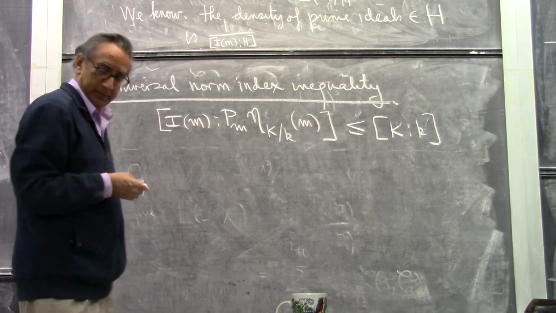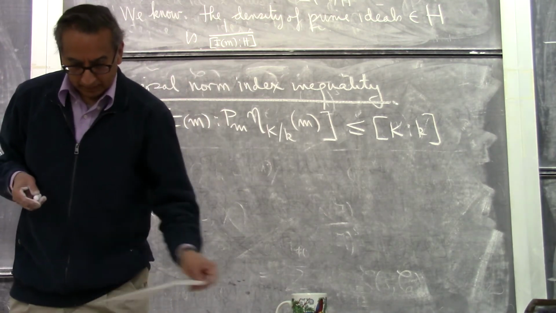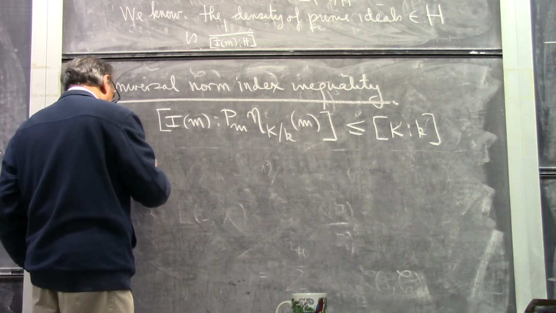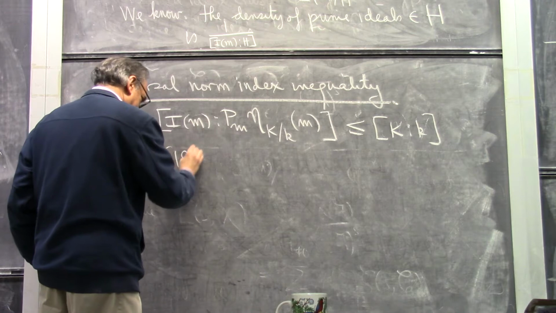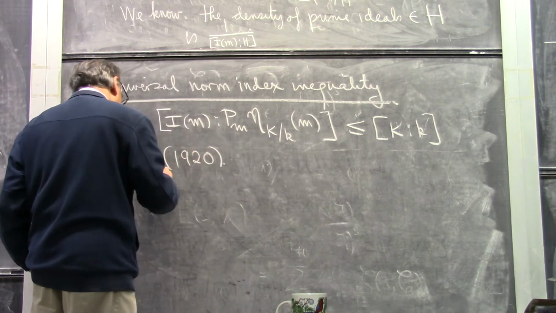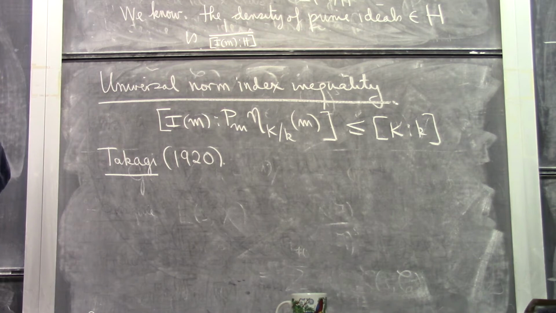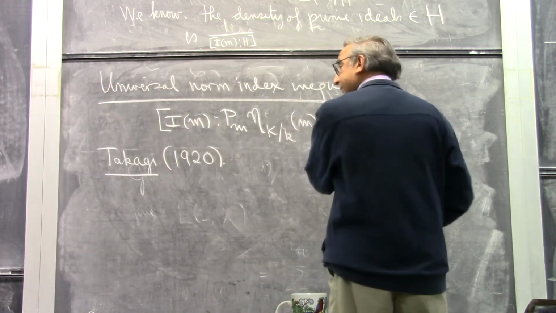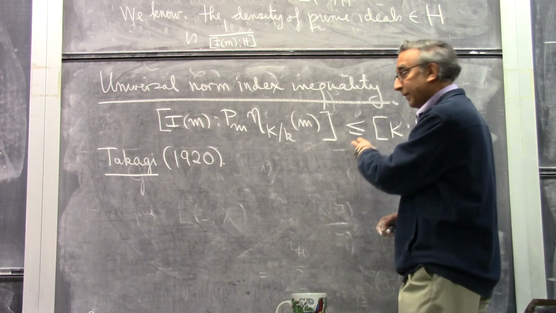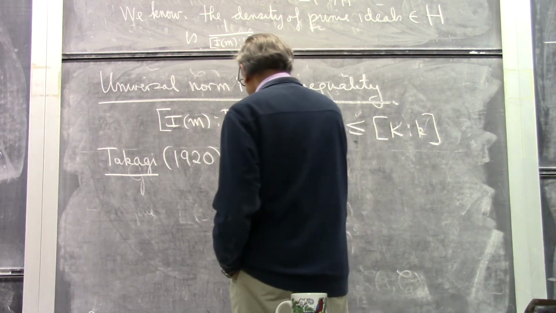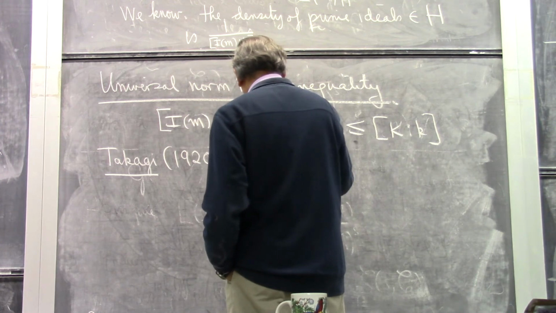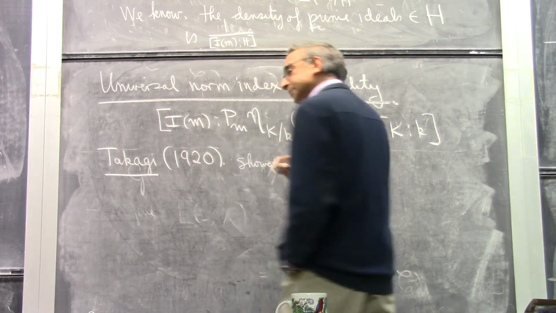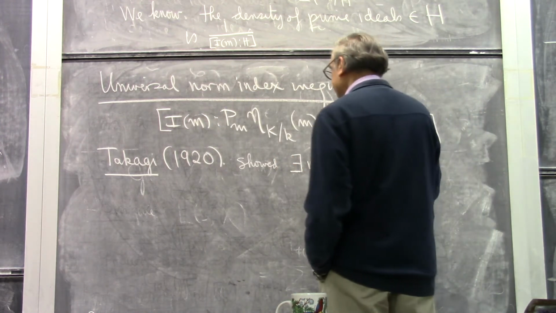Now, the work of Takagi goes back to the 1920s. And he asked himself the question, is this sharp? Is it a strict inequality always? And so he shows that there exists M naught such that we have equality.